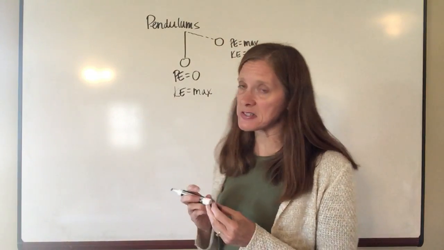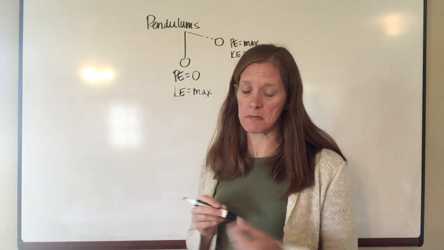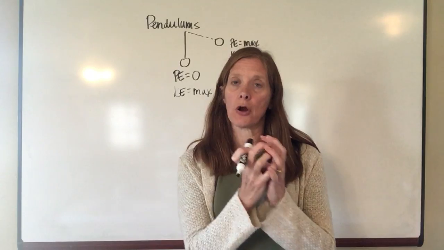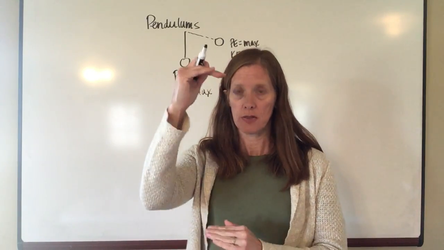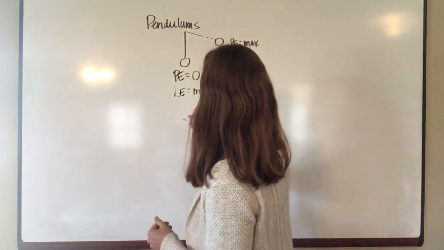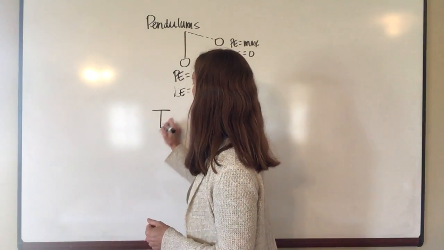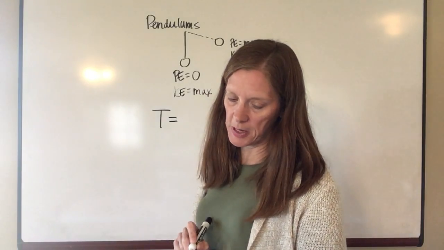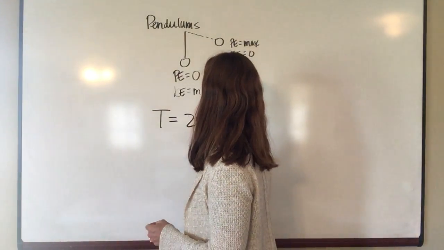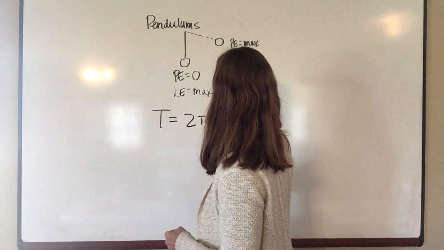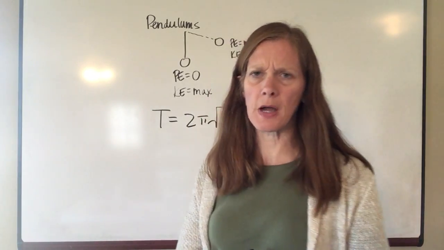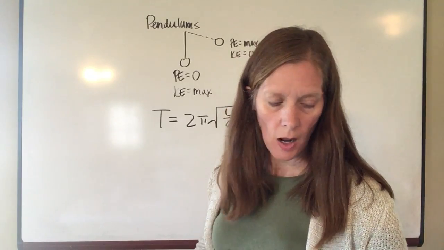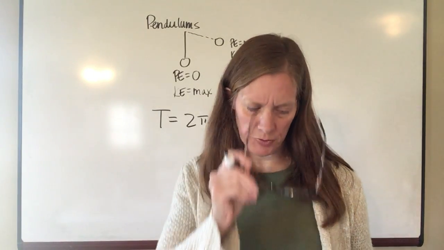So again, the mass of the pendulum bob doesn't matter. How far you displace it doesn't matter. The only thing that matters is how long the pendulum itself is. And the period of a pendulum then is given by the equation 2 times pi times the square root of the length of the pendulum over gravity, acceleration due to gravity. All right, so let's just do a real quick example together.